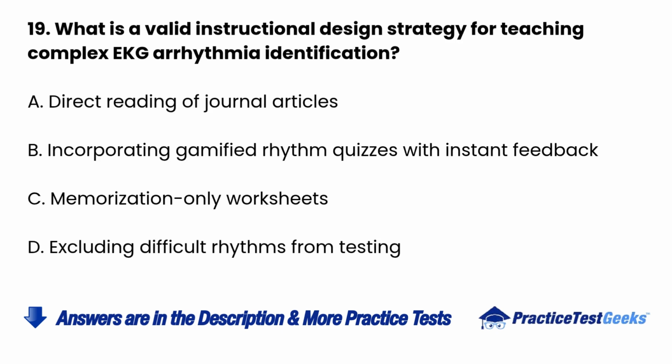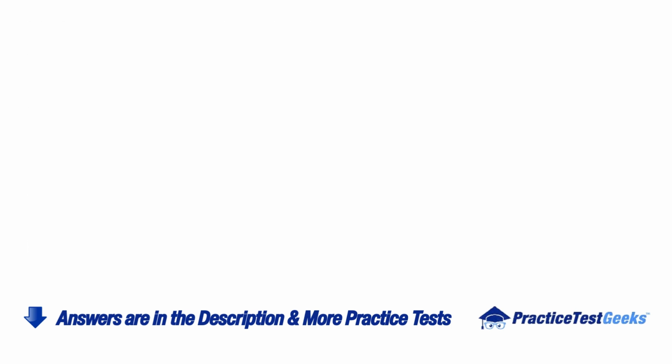19. What is a valid instructional design strategy for teaching complex EKG arrhythmia identification? A. Direct reading of journal articles. B. Incorporating gamified rhythm quizzes with instant feedback. C. Memorization-only worksheets. D. Excluding difficult rhythms from testing.